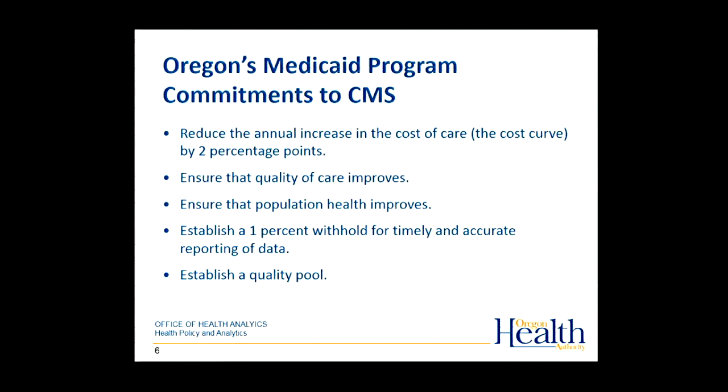So basically the commitments that we made to CMS, or the Centers for Medicare and Medicaid Services, that's our federal partner, is that we would end up reducing the annual increase of cost of care by 2 percentage points. Basically, on average, healthcare costs were increasing at about 5.4% year over year. We said we would keep it to 3.4. While we're doing that, we would ensure that the quality of care actually improves or certainly doesn't get worse.